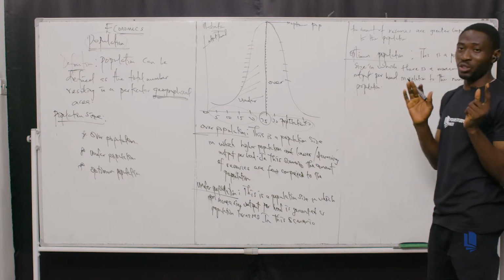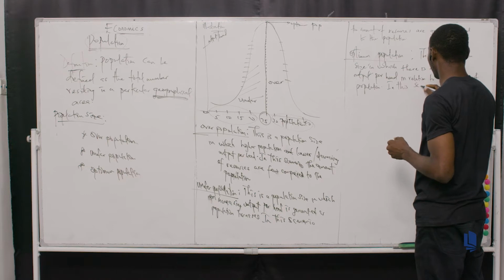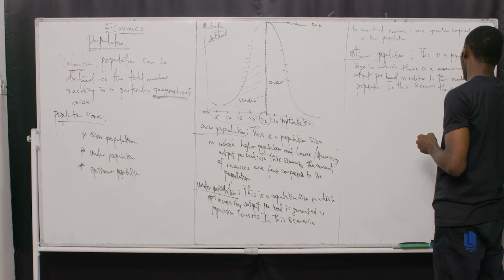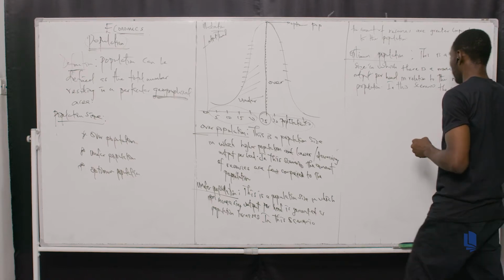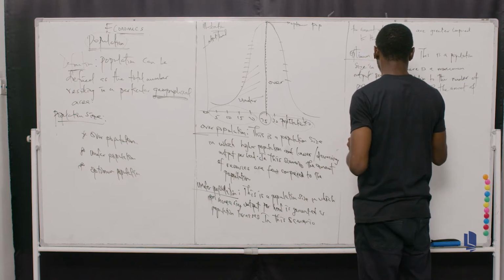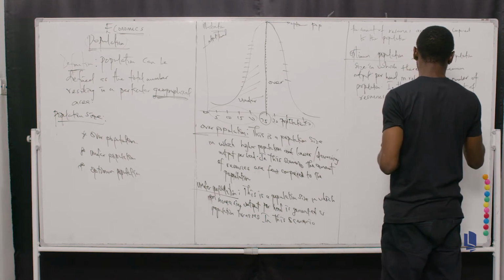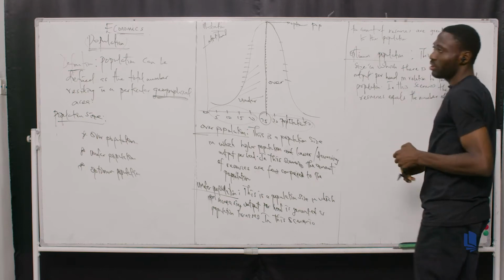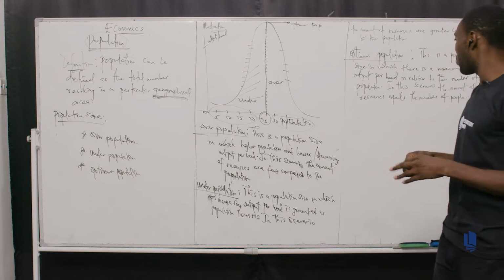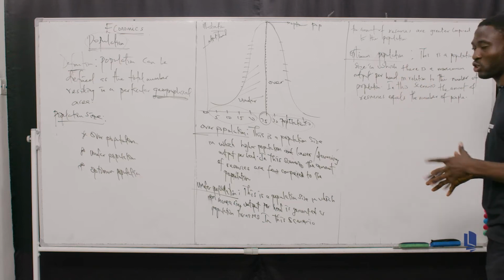Now, the thing the graph is not telling us is this. In this scenario, the amount of resources equals the number of people. So the amount of resources equals the population. So that's just what this population size is talking about.